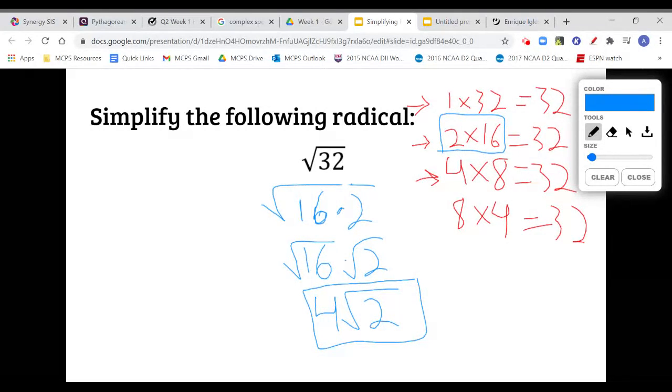If you were to type both of those in the calculator, they would come out as the same thing. Right? They are equivalent expressions.